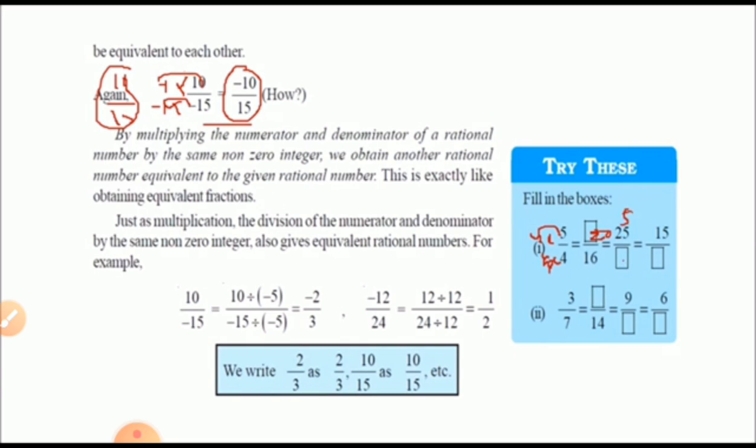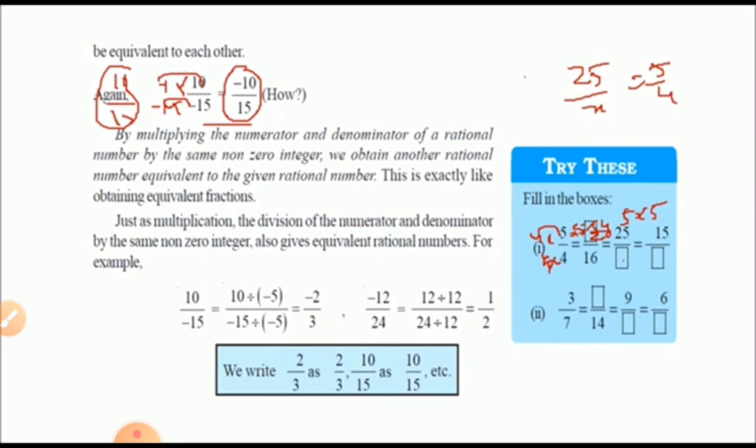Same way, 5 by 4 is equal to box upon 16. A box is written here. The downside became 16. How did it become 16? Before that it was 4. So what do you have to multiply with that? Yes, correct students, 4. So 4 4s are 16 and 5 4s are 20. So the first answer will be 20.